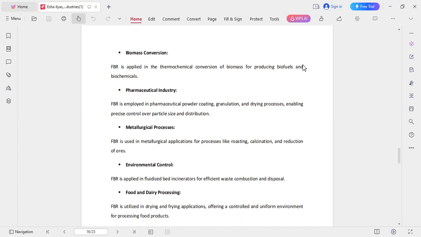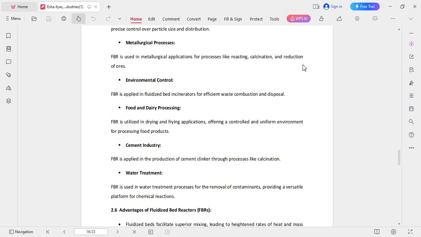Number eight, food processing. Fluidized reactors are utilized in drying and frying applications, offering a controlled and uniform environment for processed food products. Number nine, cement industry. Fluidized reactors are applied in the production of cement clinker through processes like calcination. Number ten, waste treatment. Fluidized reactors are used in water treatment processes for the removal of contaminants, providing a versatile platform for chemical reactions.